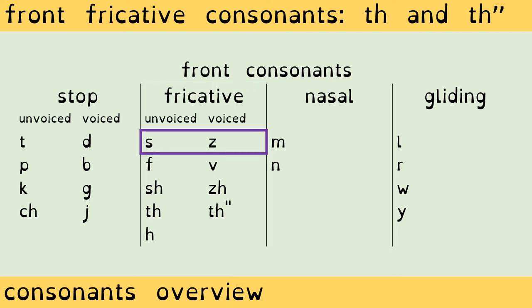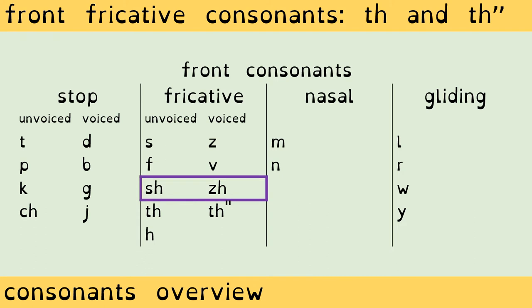In lesson 7, we practiced with our first pair of fricative consonants, S and Z. In lesson 8, we moved on to our second pair of fricative consonants, F and V. In lesson 9, we moved on to our third pair of fricative consonants, SH and ZH. Today, we will practice with our fourth pair of fricative consonants, TH and TH, the unvoiced and voiced versions of the same digraph.